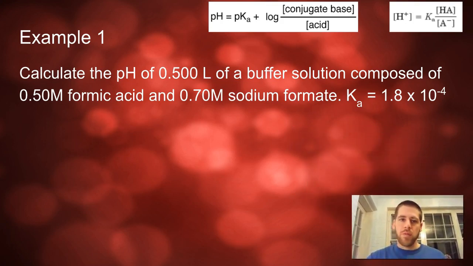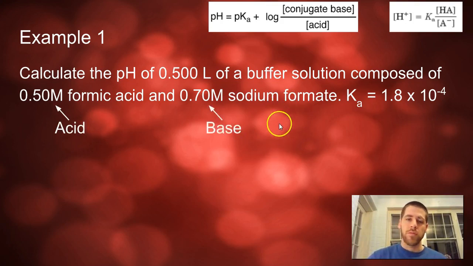In this example, we're trying to find the pH. We have a 0.5 liter solution, and it's formic acid and sodium formate. And then we have a Ka for the formic acid. So it helps to identify what our acid and our base is. Let's start there. The acid is the formic acid and the base is the sodium formate. It actually doesn't matter what the formula of this is. I like to think of it in terms of HA and A- and H+.